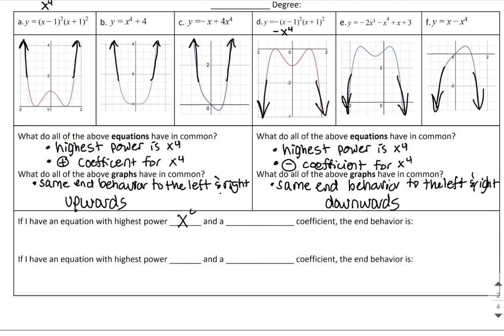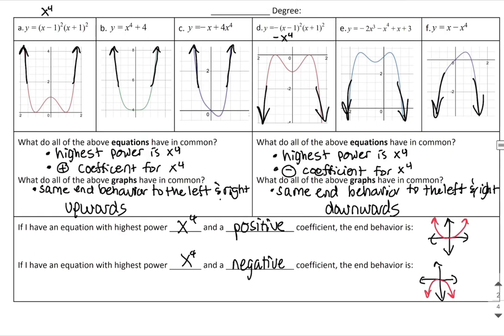So if I have an equation with the highest power x to the fourth power and a positive coefficient, the end behavior is going to look like this: upwards as I go to the left, upwards as I go to the right. If I have the highest power x to the fourth power and a negative coefficient, my end behavior is going to be downwards as I go to the left and downwards as I go to the right. The ends are going to look like that, even if the middle doesn't. All right, and all of those are fourth degree equations.